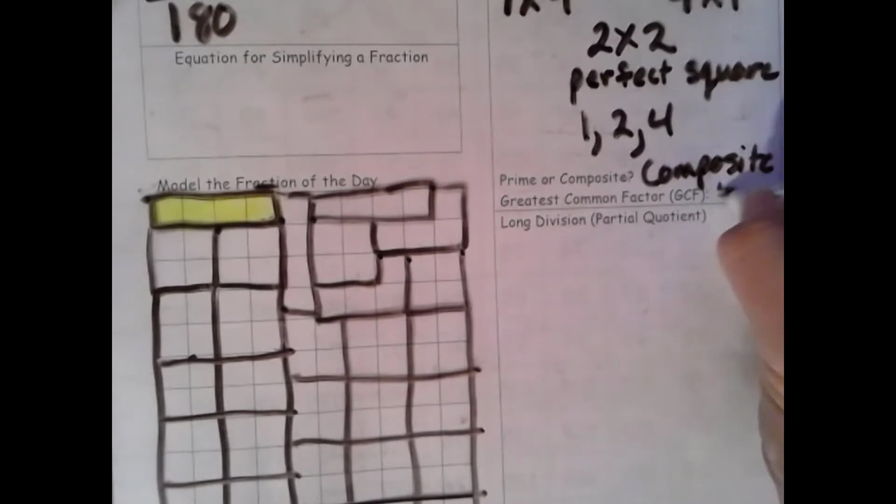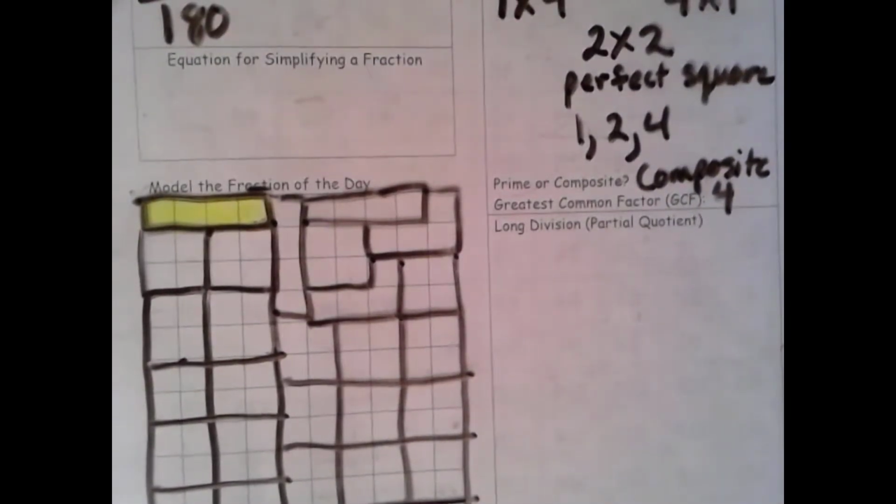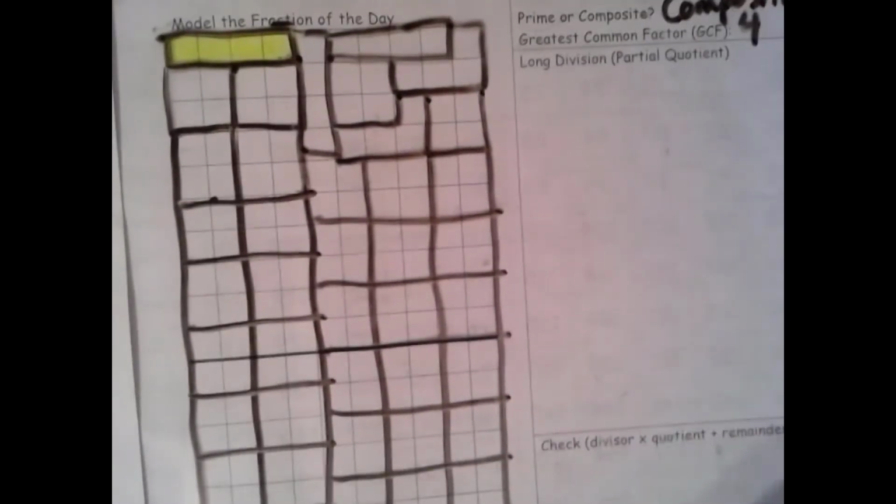So here we're actually doing division. We're just doing it in a model. And we want to see, are there any squares not in a group of 4? No, there's none left over, so there's no remainder. That means 4 is a factor of both. It is the greatest common factor. So let's count up the total amount of groups. That's our new denominator.